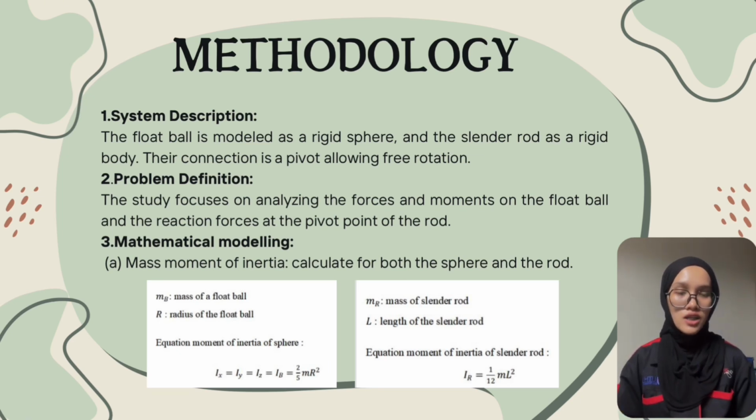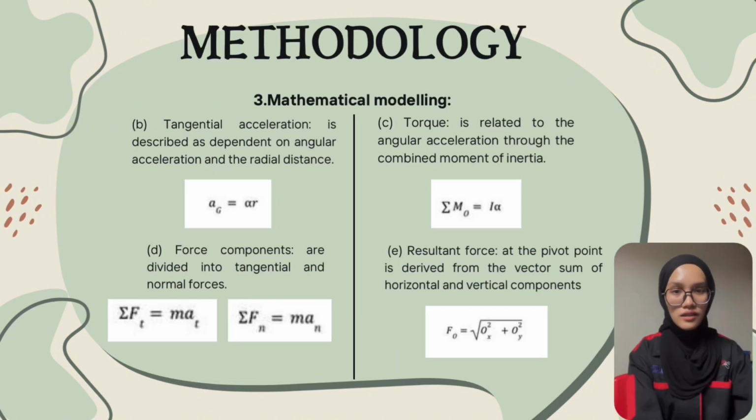The study focused on analyzing the forces and moments on the float ball and the reaction forces at the pivot point on the rod. Third is about mathematical modeling. First, we need to find the mass moment of inertia for both the sphere and the rod. We stay in the part of mathematical modeling.